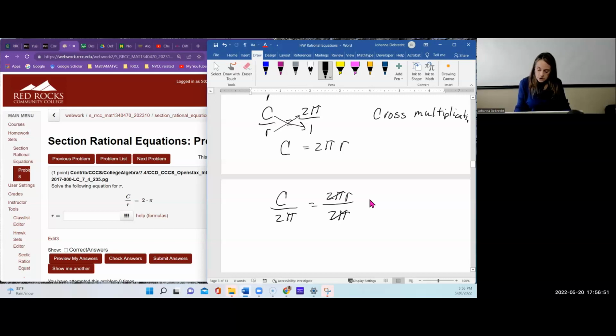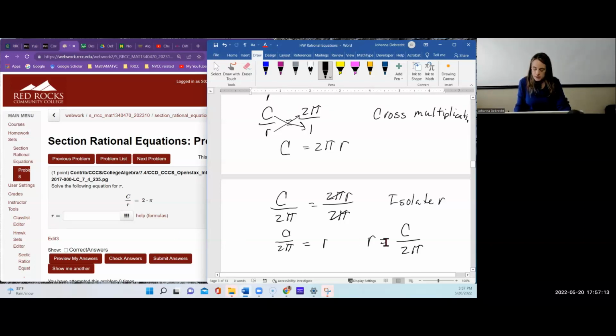That cancels the 2 pi while I'm isolating the r. This gives me r equal c over 2 pi. Or if you want to turn it around, you can write r equals c divided by 2 pi. Either one is correct. Notice that they already have r equal here, so we don't need to enter that part of it. We simply need to enter the c divided by 2 pi.